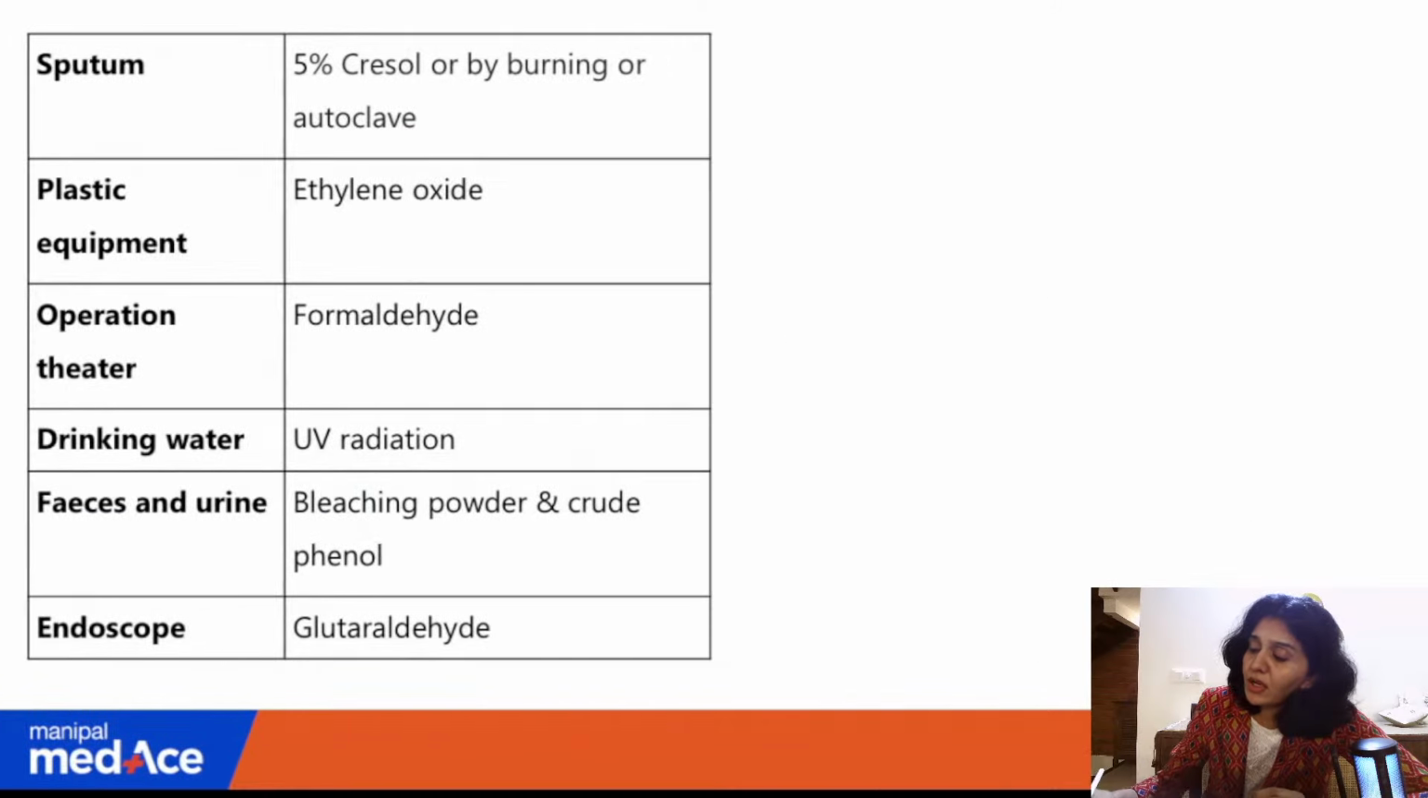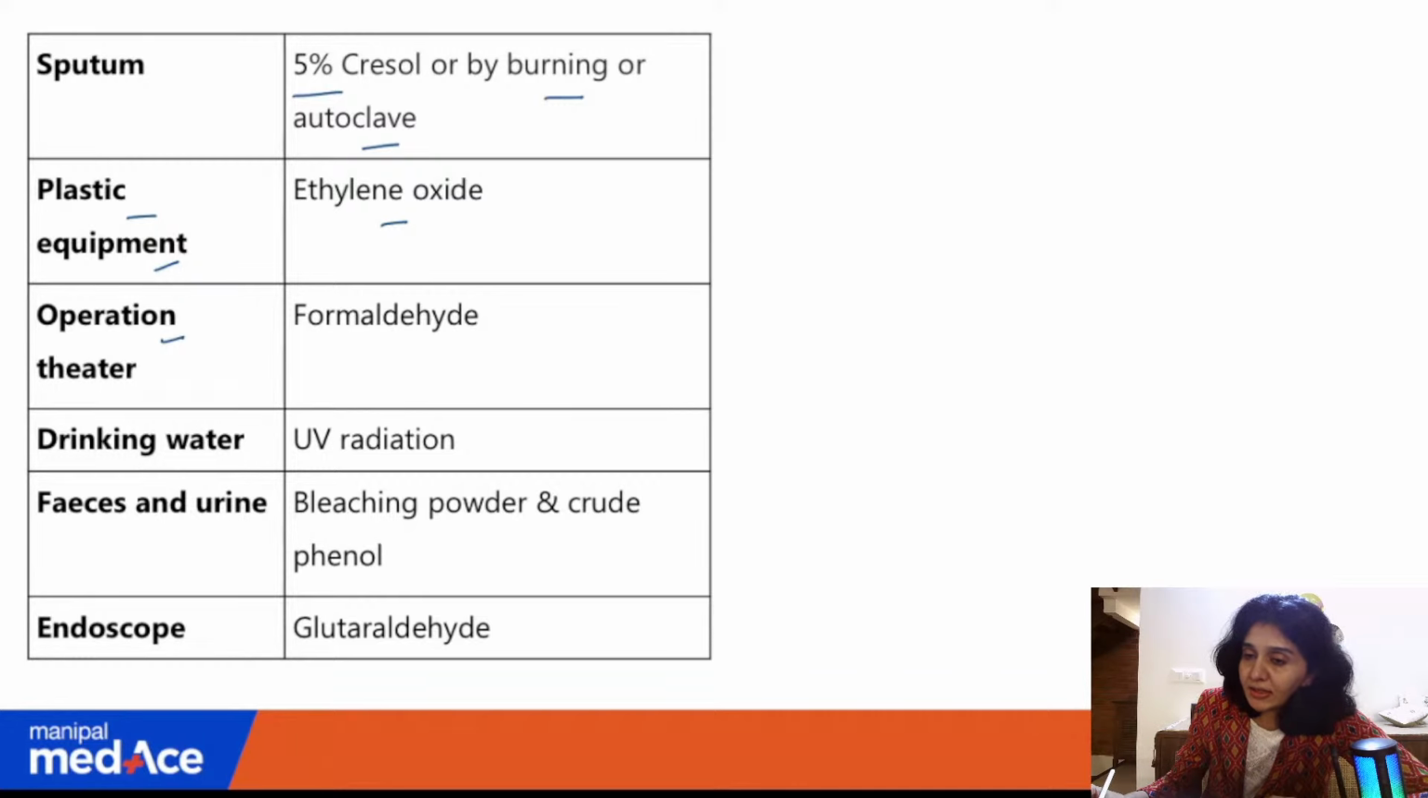Okay. So to disinfect sputum, we use 5% cresol or burning method or autoclave. Plastic equipment, we can use ethylene oxide. Operation theatre, we put disposable plastic in red, right?